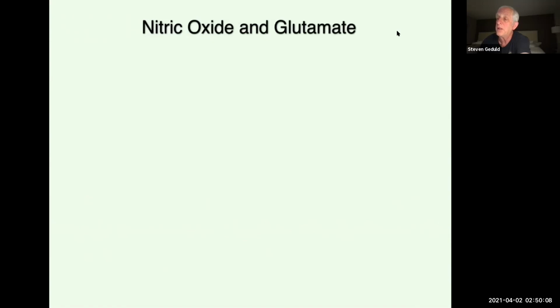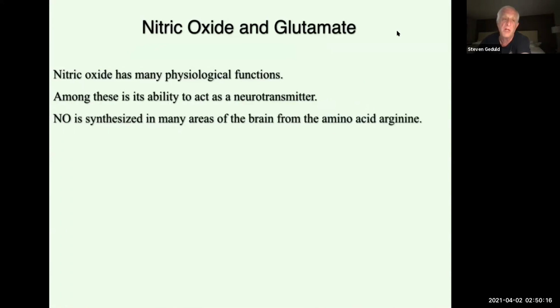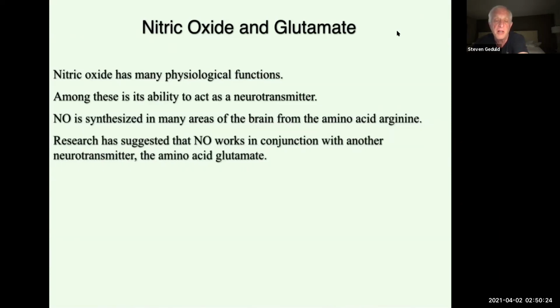Nitric oxide and glutamate. Nitric oxide has many physiological functions. Okay, it's able to act as a neurotransmitter. Nitric oxide is synthesized in many areas of the brain from the amino acid arginine. Research says that nitric oxide works in conjunction with another neurotransmitter, the amino acid glutamate.